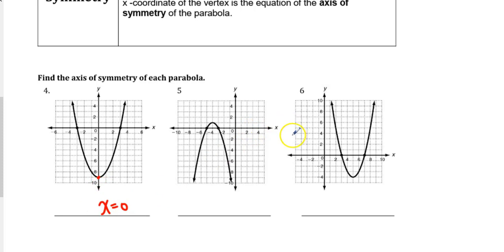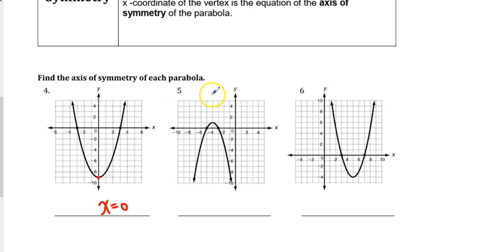Okay, can you draw the vertical line on example 5 and example 6 and then write the equation? It's going to be an x equals equation that describes all the points on that vertical line. Play the recording when you're ready.